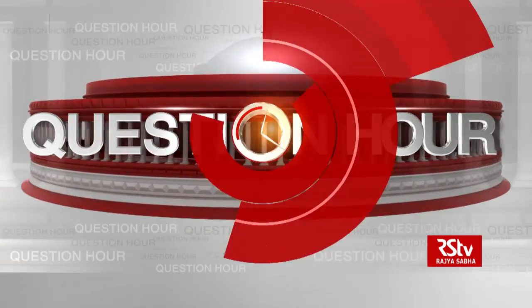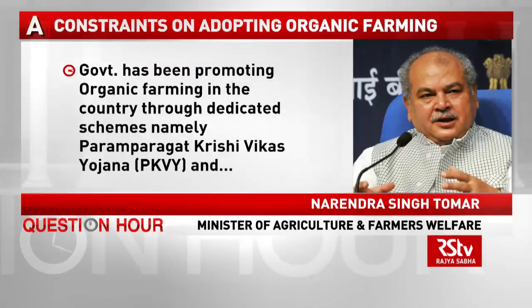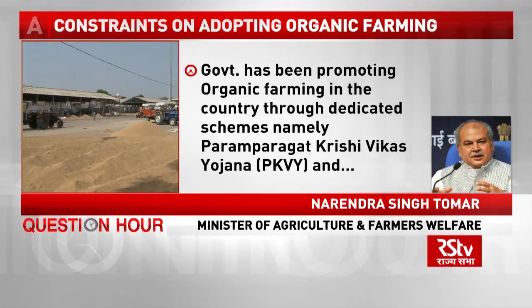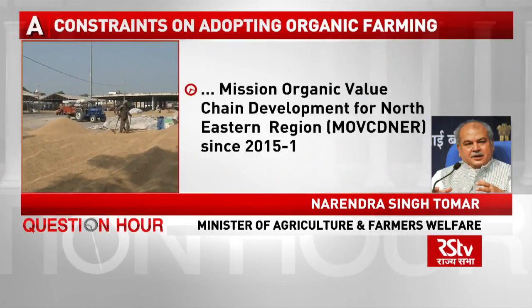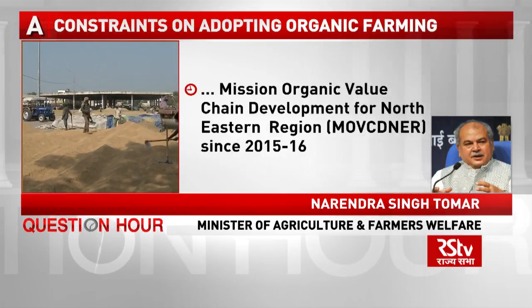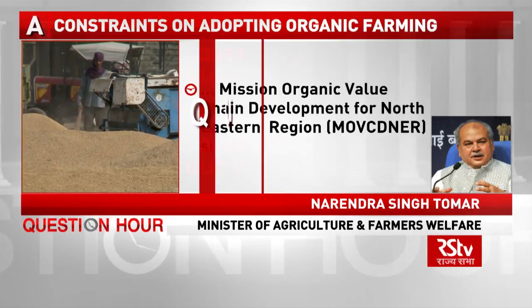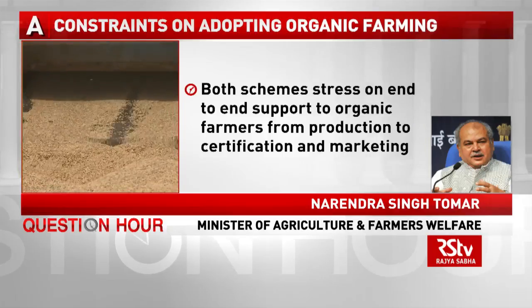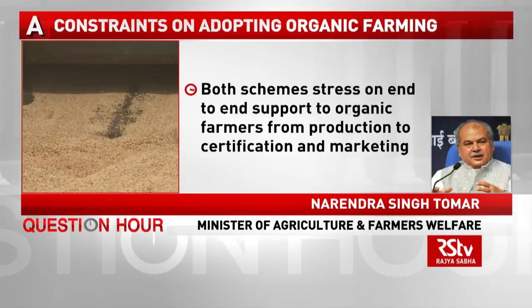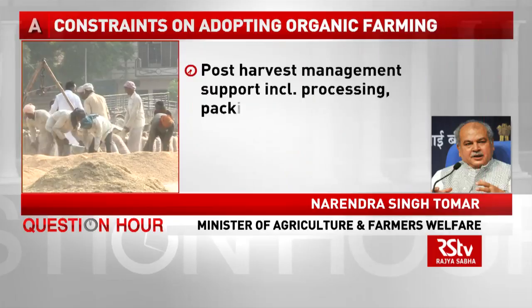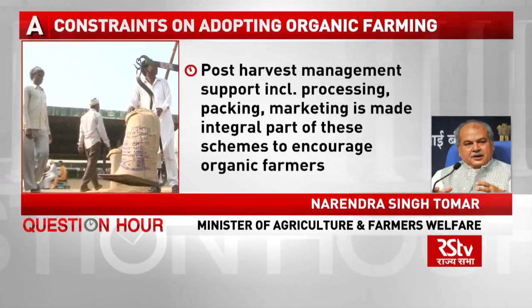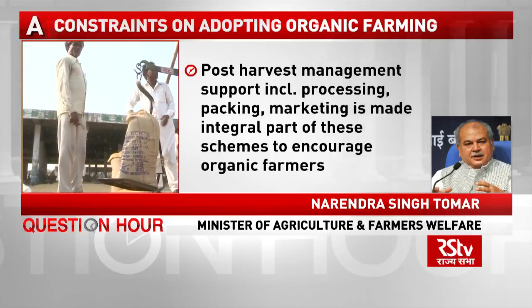The Government of India has been promoting organic farming in the country through dedicated schemes, namely Paramparagat Krishi Vikas Yojana and Mission Organic Value Chain Development for the North-Eastern Region, since 2015-16. Both the schemes stress end-to-end support to organic farmers, that is, from production to certification and marketing. Post-harvest management support including processing, packaging and marketing is made an integral part of these schemes to encourage organic farmers.